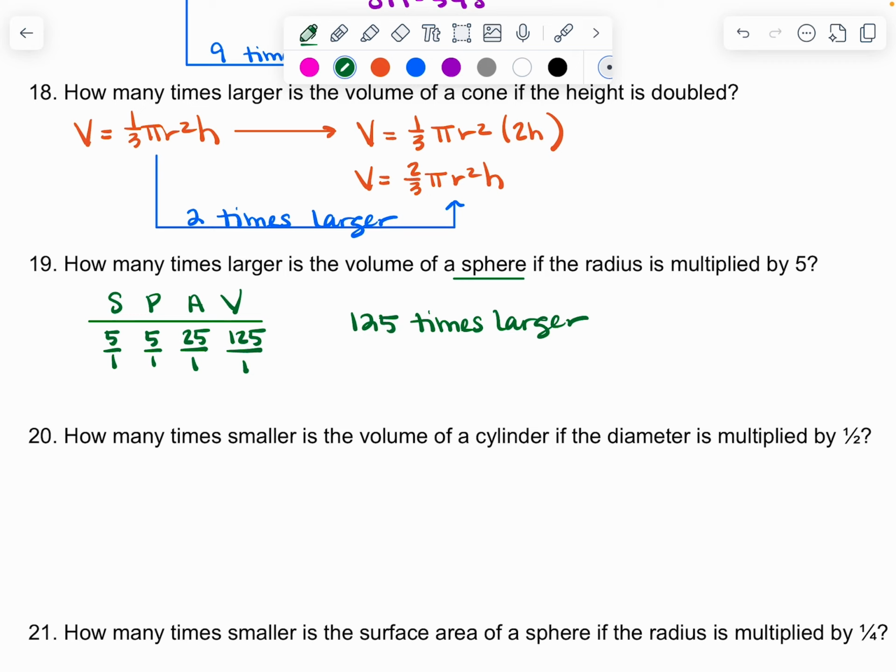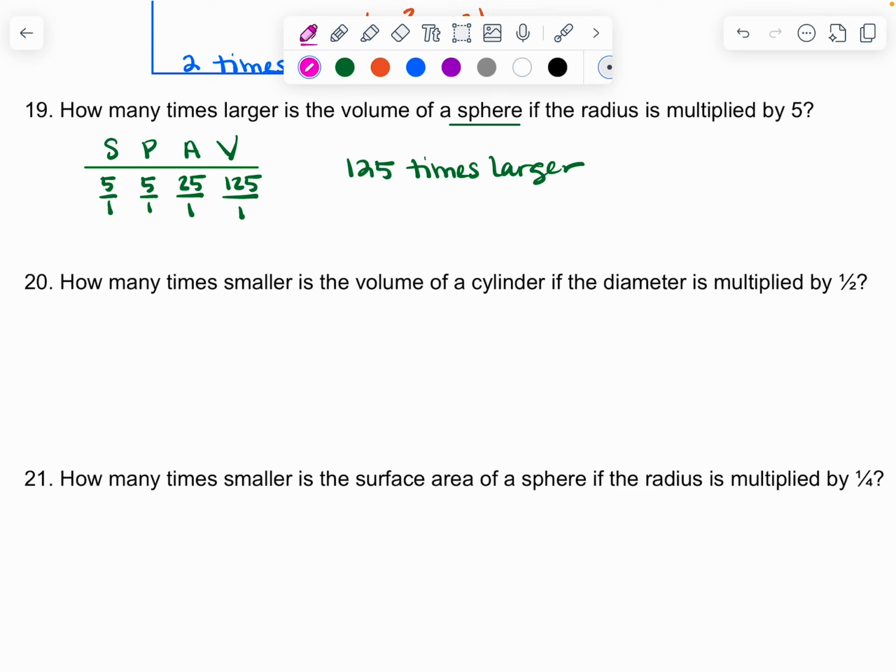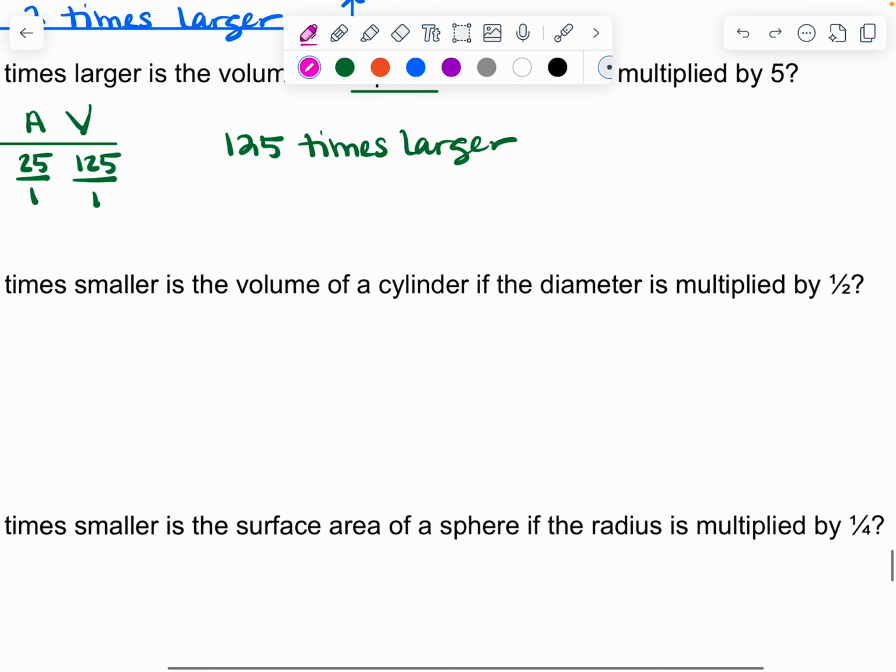And again, you can manipulate the formula if you want to, right? But it's just not necessary to do all that work when you could just think about it from a SPOV chart perspective since it's all similar. All right, let's see. How many times smaller, which is weird when you say it that way, but anyway. How many times smaller is the volume of a cylinder if the diameter is multiplied by a half?